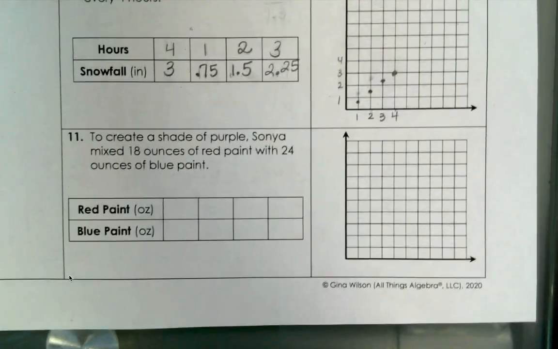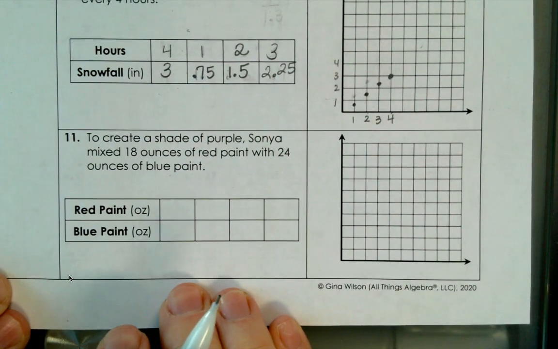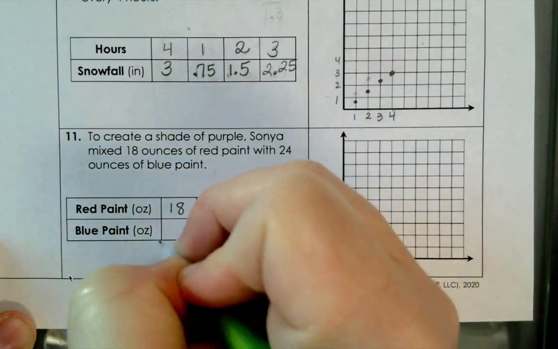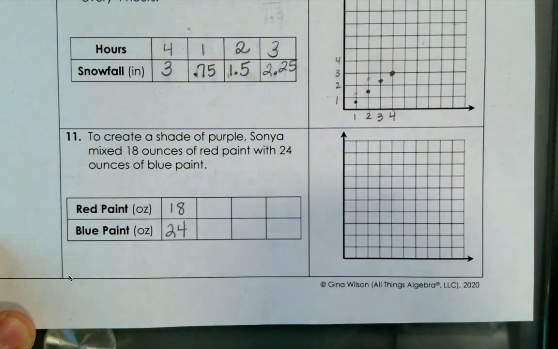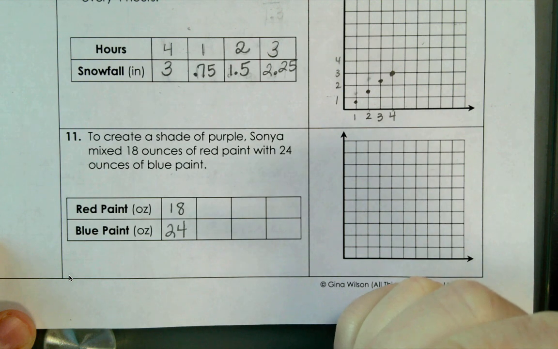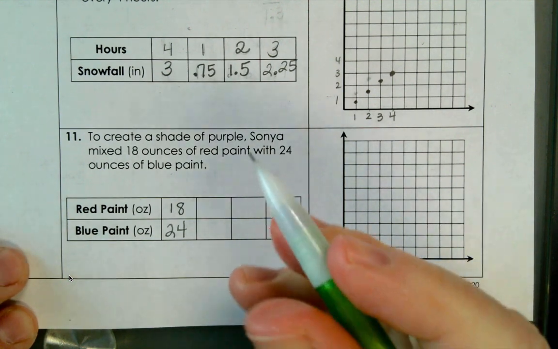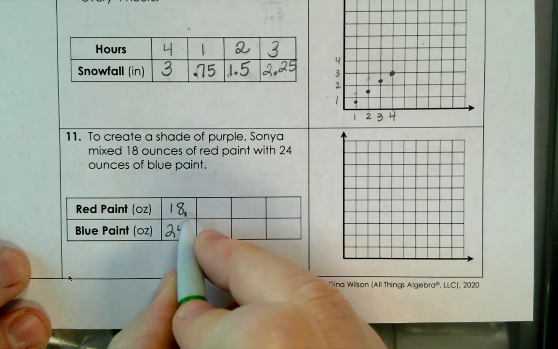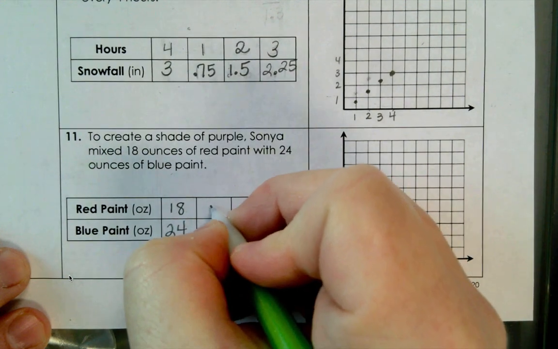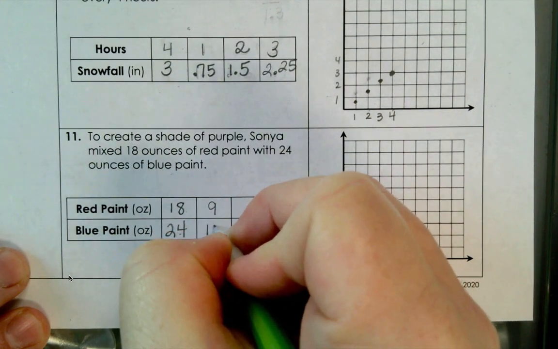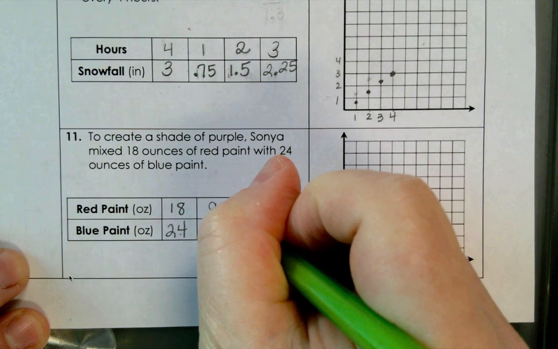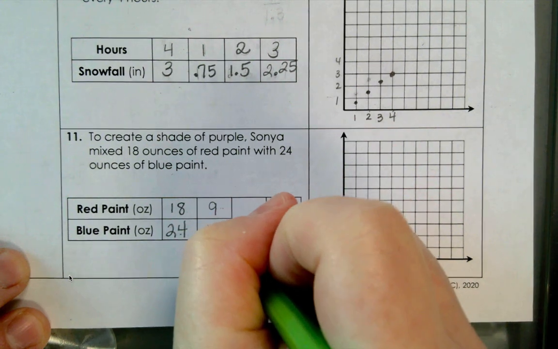My last one. To create a shade of purple, Sonia mixed 18 ounces of red paint with 24 ounces of blue paint. Okay, so both ounces. And so let's work out some equivalent ratios in our table. So I'm going to start by dividing these both by 2. So 18 divided by 2 is 9. 24 divided by 2 is 12. It's still equivalent. So she should get the same hue of purple with 9 ounces of red paint and 12 ounces of blue paint.